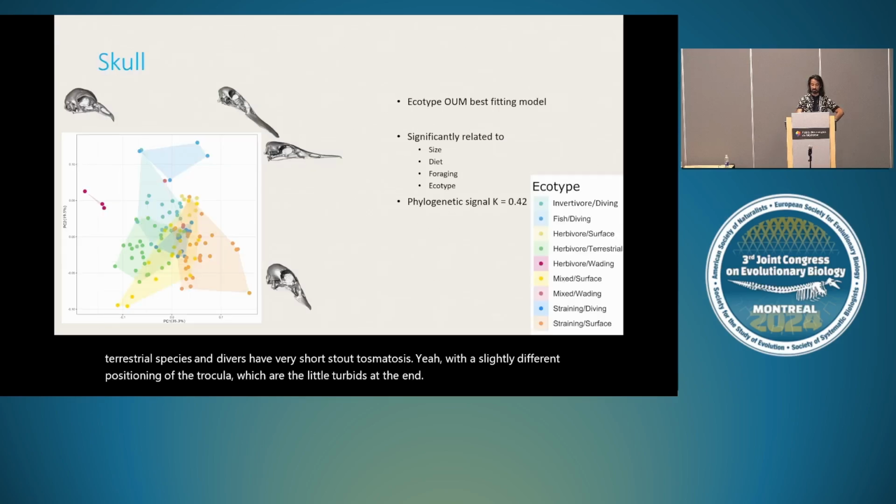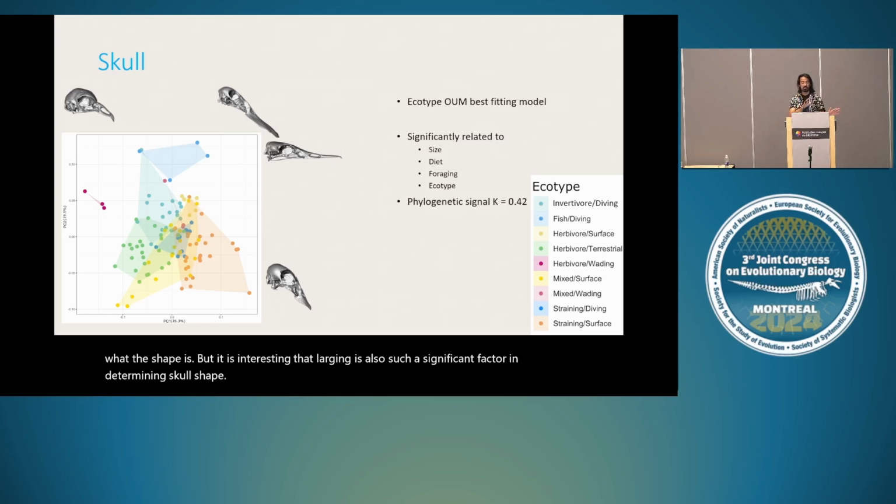And finally, the skull is the only one where foraging is not the best OU fit model, but this combined ecotype was, which makes sense. It's a skull. Diet is going to play a factor in what the shape is. But it is interesting that foraging is also such a significant factor in determining skull shape.